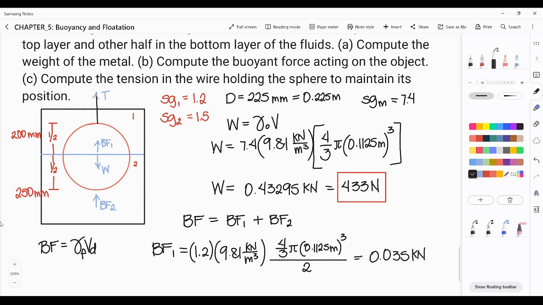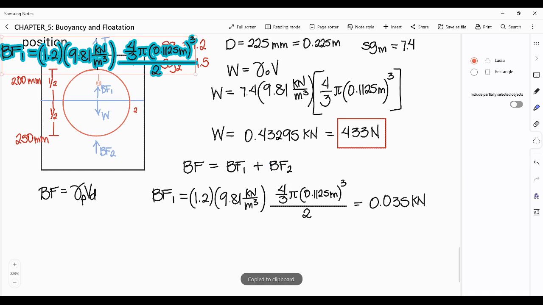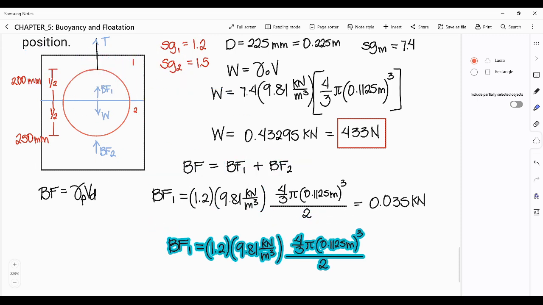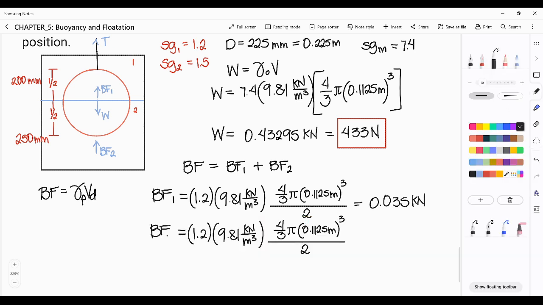And para sa buoyant force 2 natin, it's just the same formula, same process. Di-divide mo lang ulit yung volume ng 2 kasi the other half is in fluid 2. So, copy na lang natin. So, palitan na lang natin ang mga values and subscript para mas madali. So, this is the buoyant force exerted by fluid 2 and the specific gravity of fluid 2 is 1.5. And pressing that into your calculator, 0.044 kilonewtons. So, these are the buoyant force exerted by fluid 1 and fluid 2.